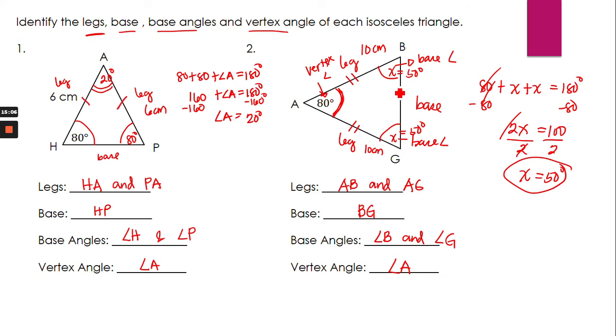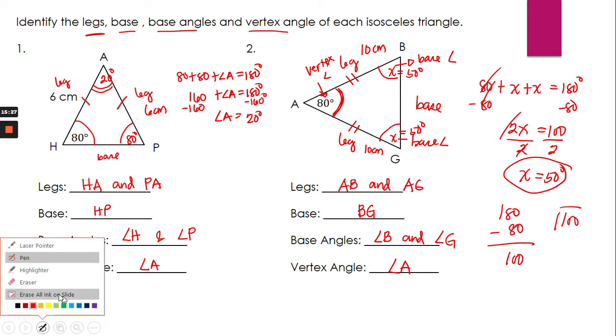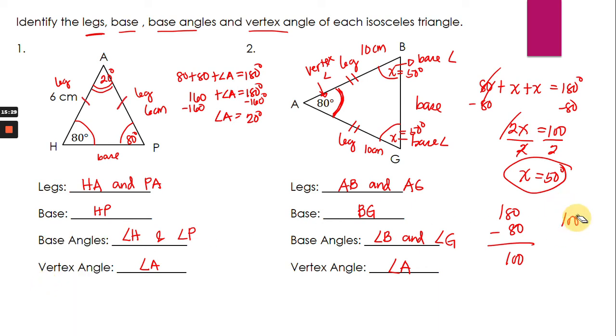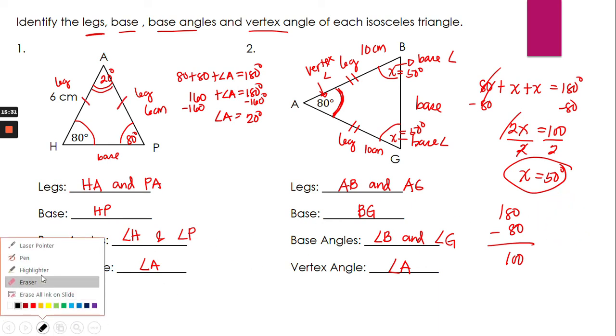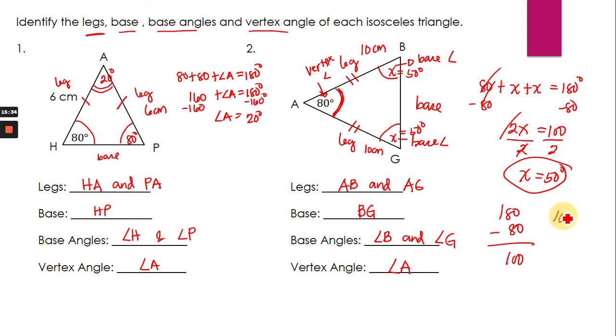Or you can just simply say that since the sum of these three angles is 180, 180 minus 80 is 100, and then you divide 100 by 2 because they have the same measure, right? So 100 divided by 2 is 50 degrees, because they will share the same measure.